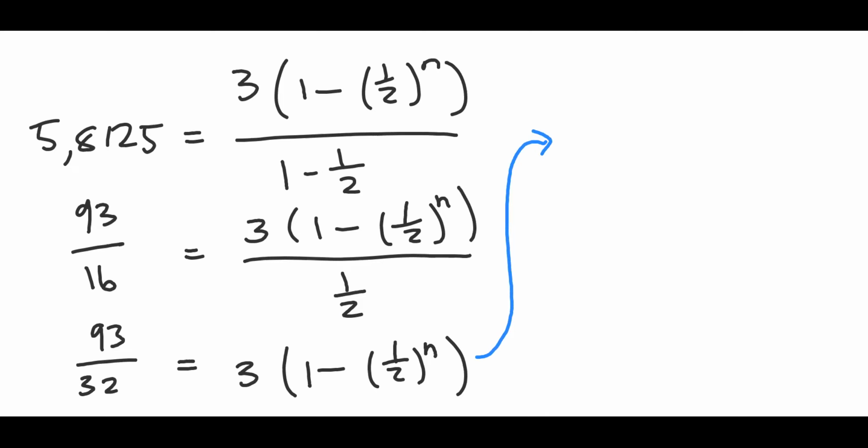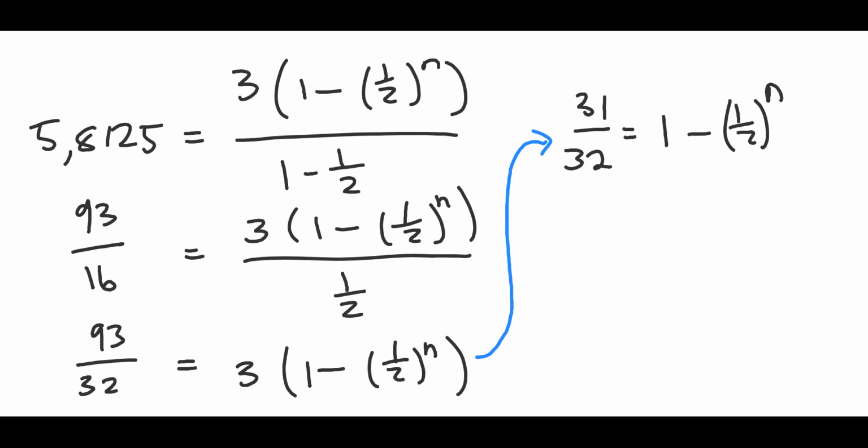So now I want to get rid of this 3 that is in front of the bracket. So I'm going to divide the 93 over 32 by 3. Okay, so let's divide that by 3. And what do we get? Is it 31 over 32? That equals 1 minus 1/2 to the power of n.